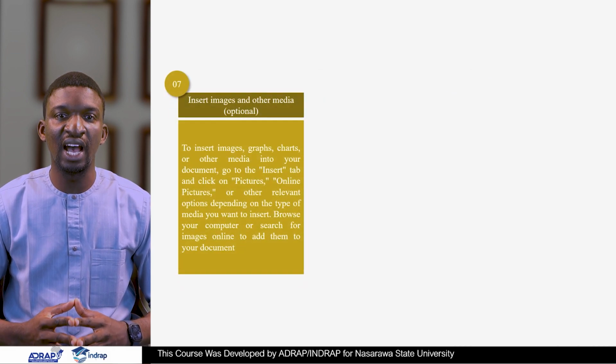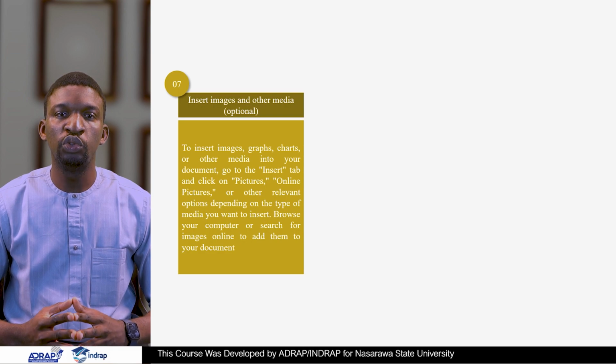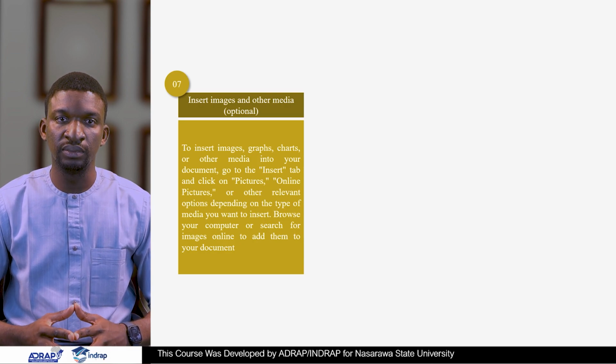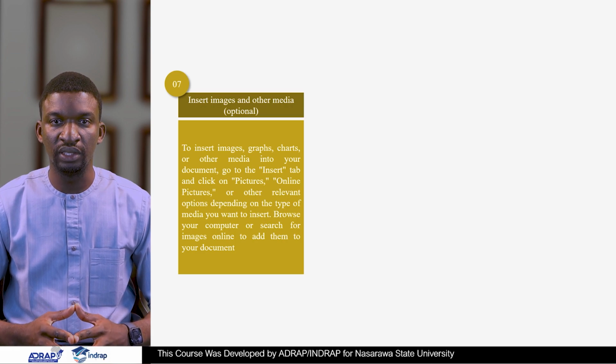Insert images and other media. To insert images, graphs, charts, or other media into your document, go to the Insert tab and click on Pictures, online pictures, or relevant options depending on the type of media you wish to insert. Browse your computer or search for images online to add them to your document.